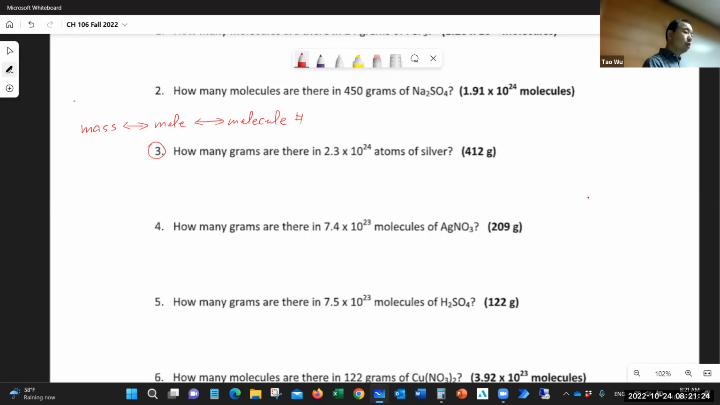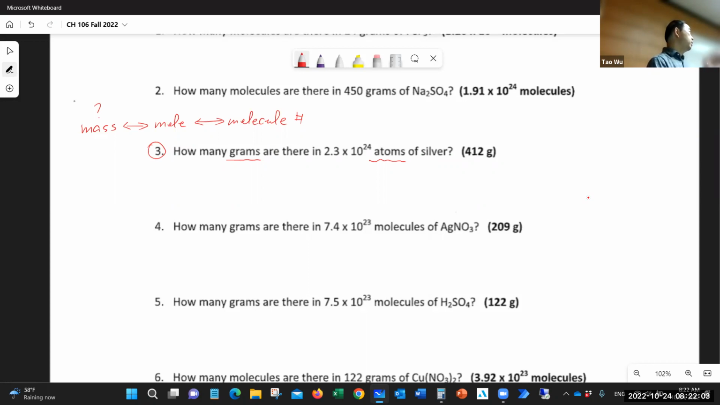So now, let's look at question number 3. When you read this question, you need to know where we are: what does the question give us, and what is the question asking for? The question is asking for how many grams. Gram is a unit for mass, so the question is asking for mass. The question gave how many grams are there in 2.3 times 10 to the 24th atoms of silver. The atoms of silver are just the molecules, right?